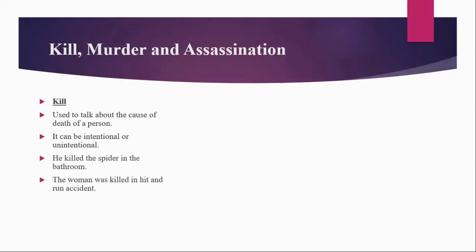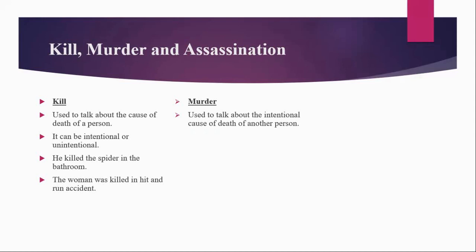Now, obviously, killing a spider, you cannot say murder a spider, because he killed it, and this does not have that connotation which murder has. Or the woman was killed in a hit and run accident. So it was a hit and run accident, but probably it wasn't a planned murder. So we use kill when we are talking about the cause of someone's death, which could either be intentional or unintentional. But when we say murder, we are talking about the intentional cause of death of another person. So always remember that murder is always intentional in nature. It's always planned, and the murderer always has an intention to do so.